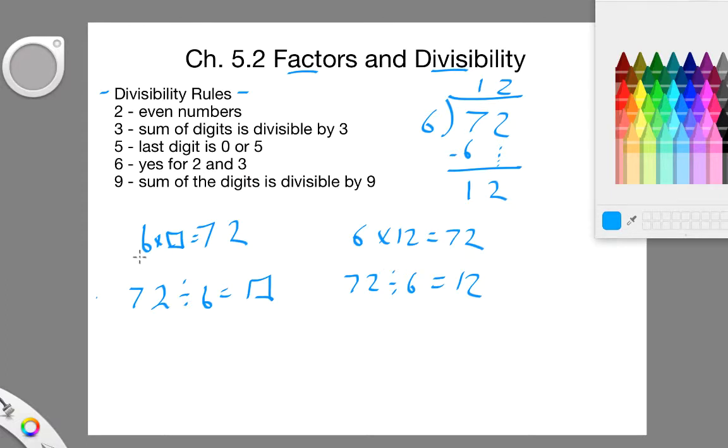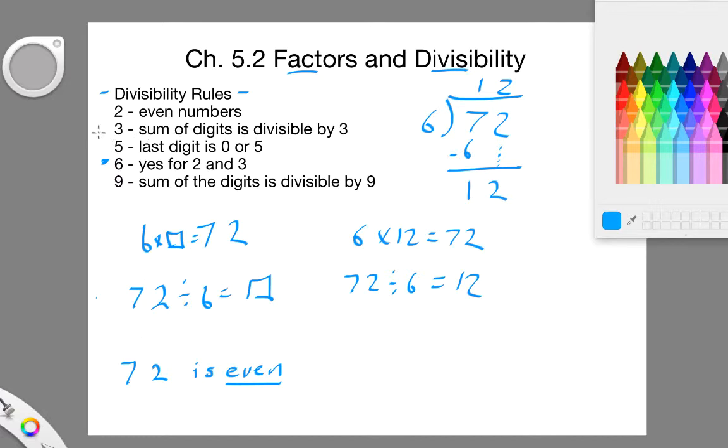But there's a divisibility rule for the number 6, and it's right here. If yes for 2 and 3. So we have to look at 2 and 3. We know that 2 goes into any even number, and 72 is an even number. 72 is even because it ends in a 0, 2, 4, 6, or 8. That's the one for 2. And for 3, the sum of the digits is divisible by 3.